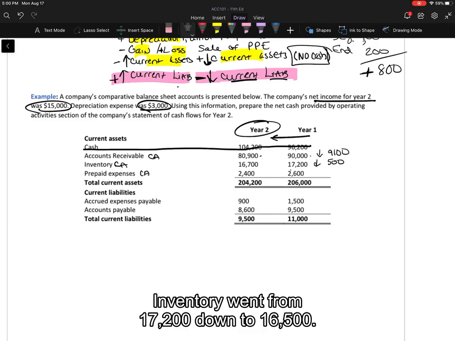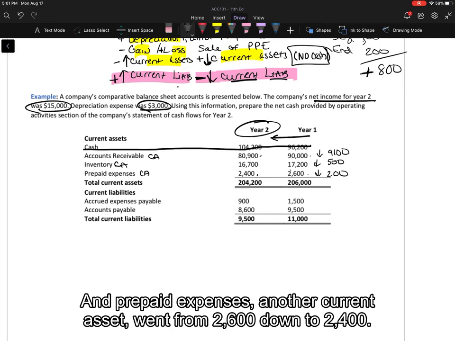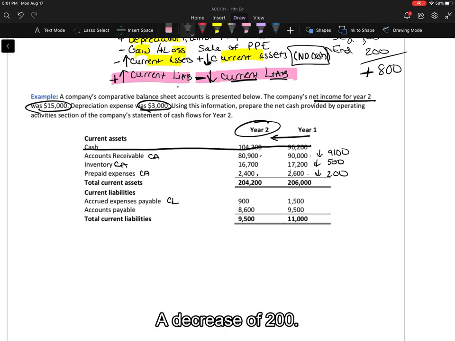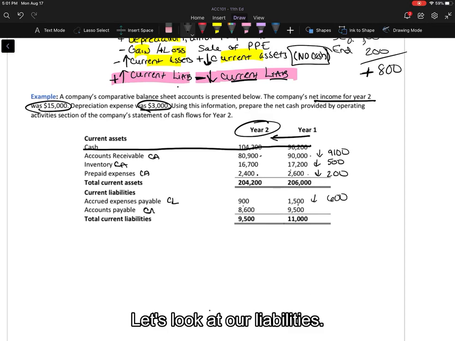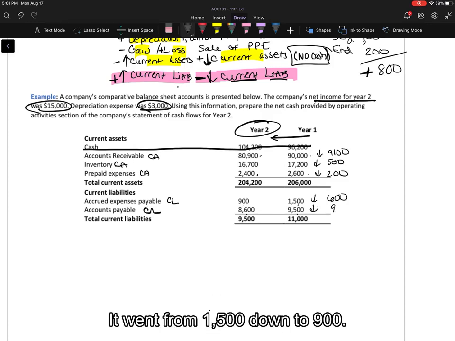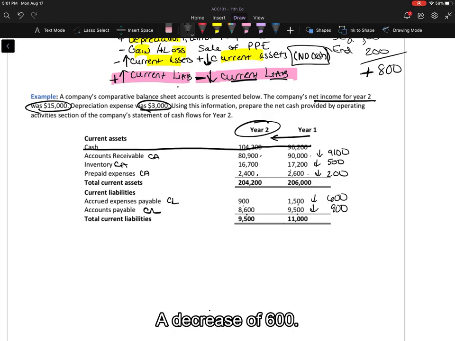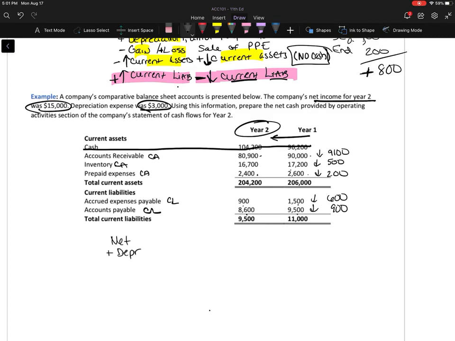Inventory, so these are both current assets, went from $17,200 down to $16,500, a decrease of $500. And prepaid expenses, another current asset, went from $2,600 down to $2,400, a decrease of $200. So we have 3 decreases in current assets. Let's look at our liabilities. Accrued expenses payable, that is a current liability, went from $1,500 down to $900, a decrease of $600. And accounts payable, a current liability, went from $9,500 down to $8,600.